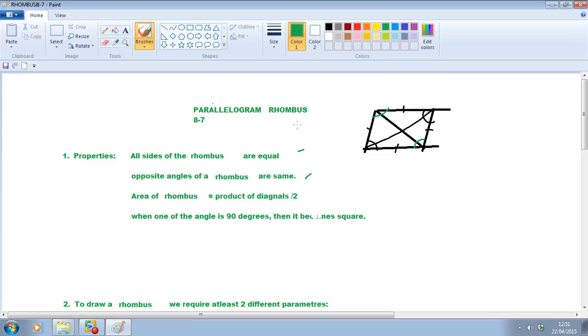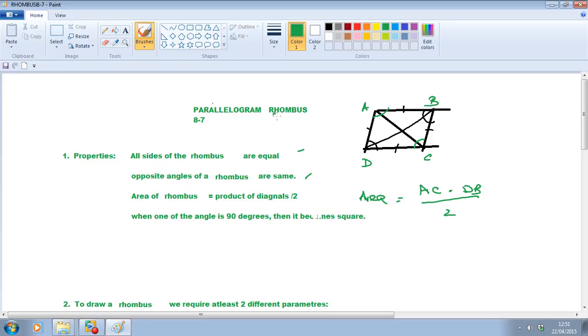The area of the rhombus is equal to the product of the diagonals divided by 2. Suppose it's ABCD. What is the area? It is equal to one diagonal, AC, multiplied by DB, divided by 2. That is the area. When one of the angles is 90 degrees, then it becomes a square.